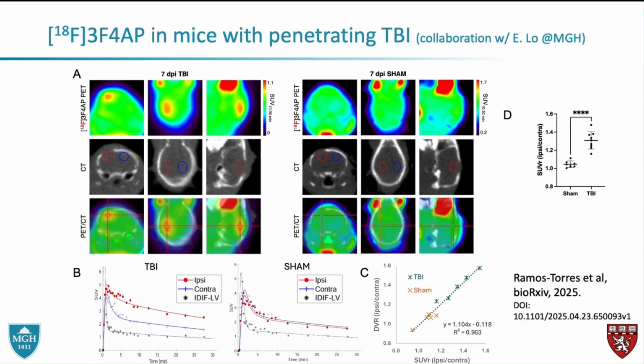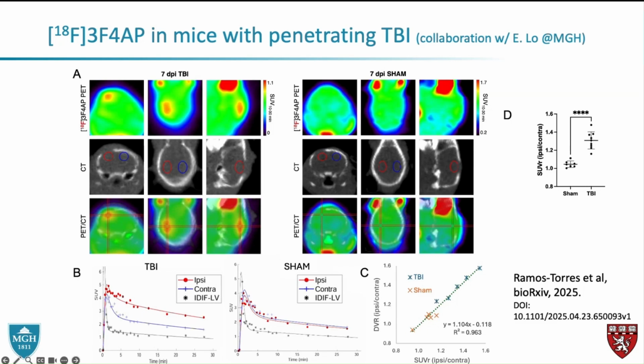So we teamed up with Eng Law, whose lab had a model of controlled cortical impact. Here is a similar model in that you cut a piece of the skull and then you do a controlled impact in the cortex. And when we image these animals, they showed a very bright hot spot on the head, which was not present on the sham animals.